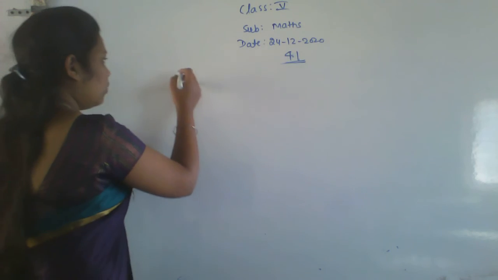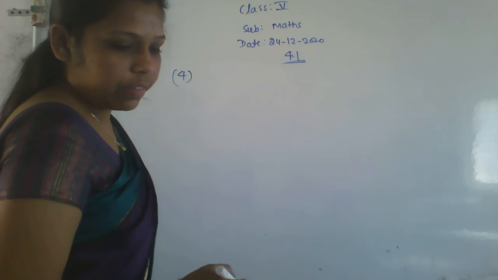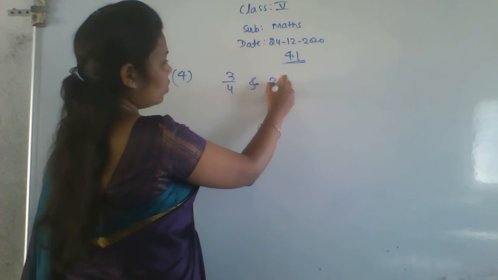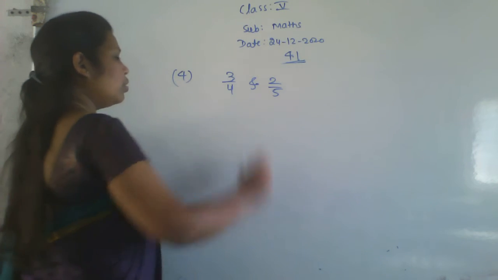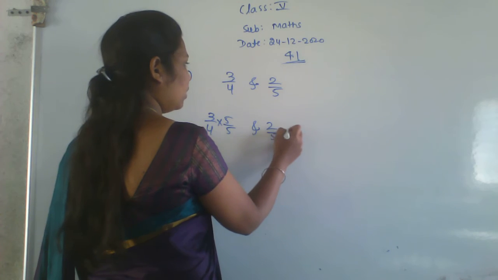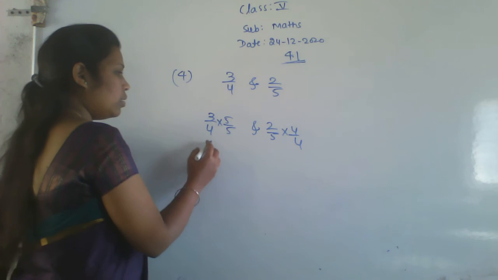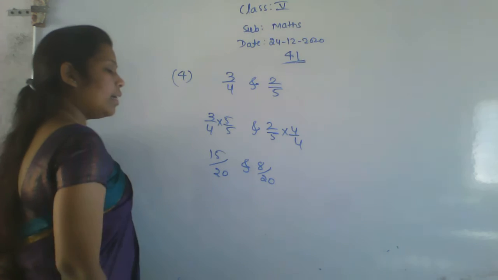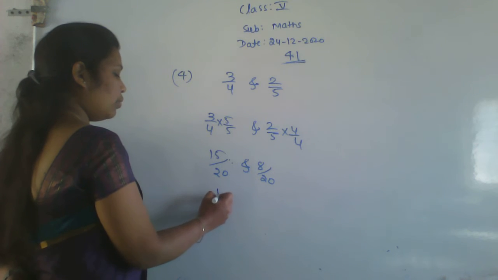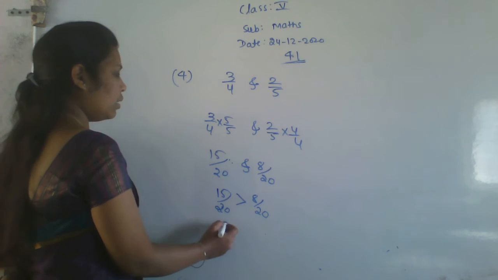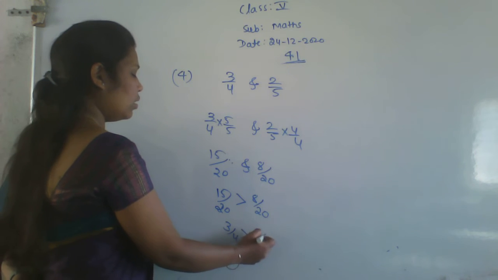So the two values in the fourth main, what are the two values they have given here? That is 3 by 4 and 2 by 5. Right? So for 3 by 4 and 2 by 5, multiply here, and 2 by 5 will be 4 by 4. That is 15 by 20 and 8 by 20. Which one is greater? This one is greater, right? So 15 by 20 is greater than 8 by 20. That is nothing but 3 by 4 is greater than 2 by 5.